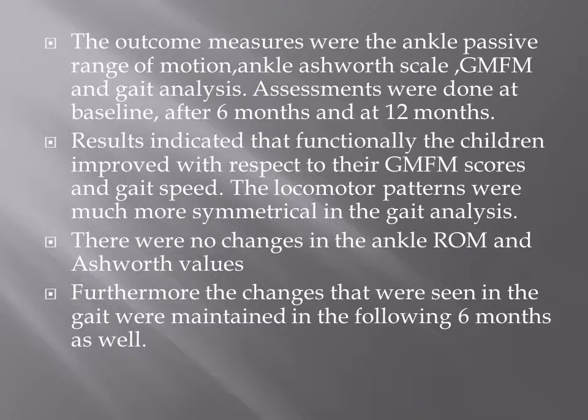The outcome measures here were the ankle passive range of motion, ankle Ashworth scale, GMFM, and gait analysis. Assessments were done at baseline, after 6 months, and at 12 months. The results indicated that functionally the children improved with respect to their GMFM and gait speed. The locomotor patterns were much more symmetrical in the gait analysis. There were no changes in the ankle ROM and Ashworth values. Furthermore, the changes seen in the gait were maintained in the following 6 months as well. That is, the assessments at 12 months showed that those changes in the gait were still present.